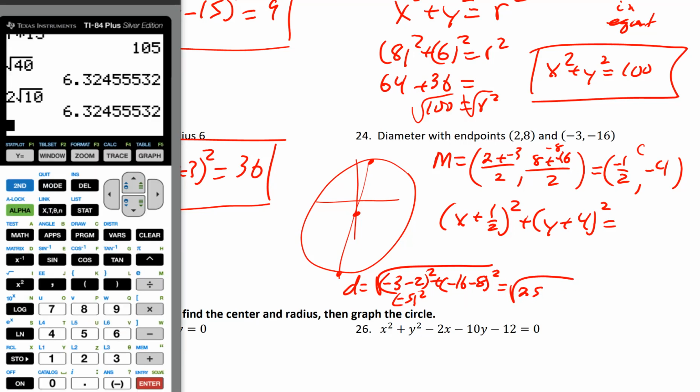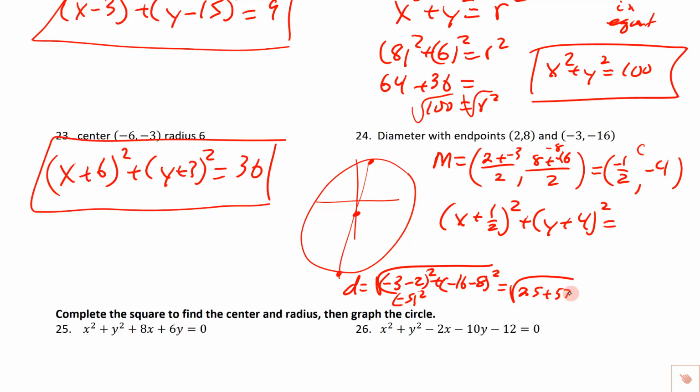And then let me just double check here. It doesn't matter whether this is positive or negative. That's going to be a 24, and I'm going to square that, so I end up with 576. So this ends up being the square root of 601. That's the diameter.